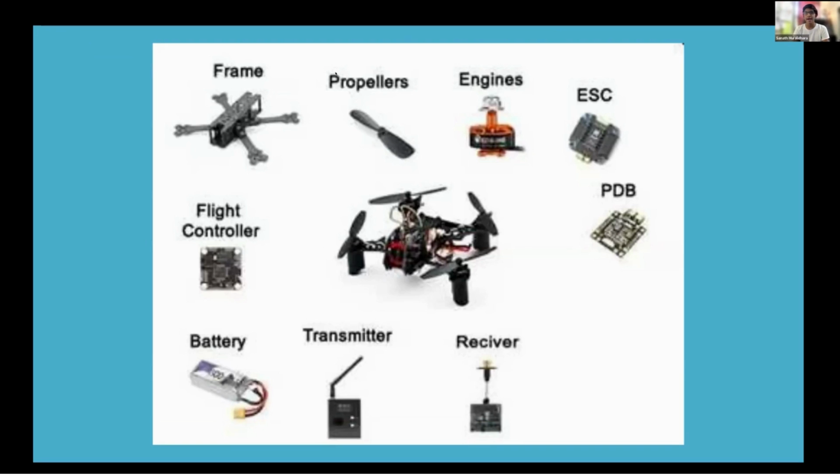The PDB is called a power distribution board. It's hooked up to the battery, and that just distributes power to each of the 4 motors. Then we have the flight controller. That's your computer. That's what manages all the mathematics and all the stuff of a drone. Then your batteries are your power source. The receiver is hooked up to the drone, and the transmitter is hooked up to the controller. That way you can control the drone manually. Next slide, please.